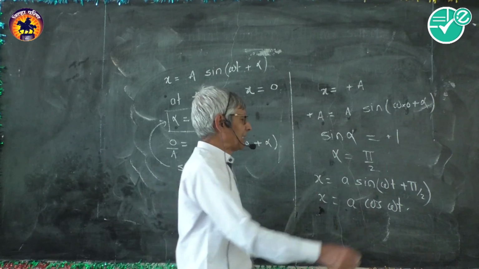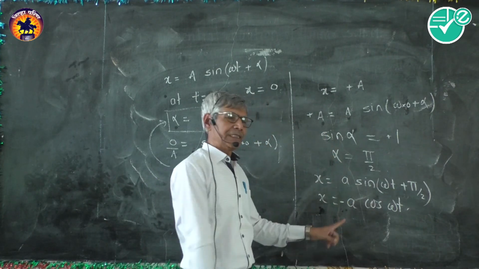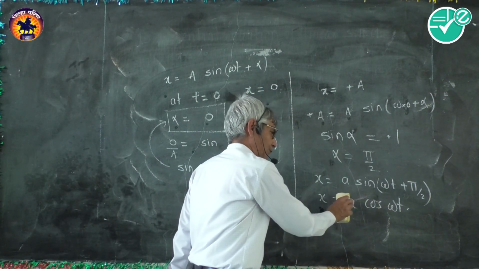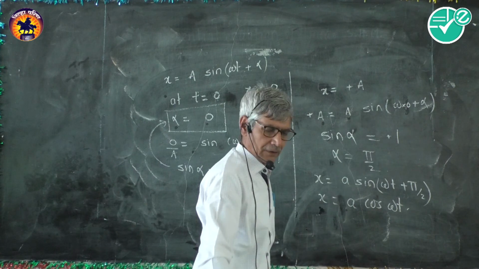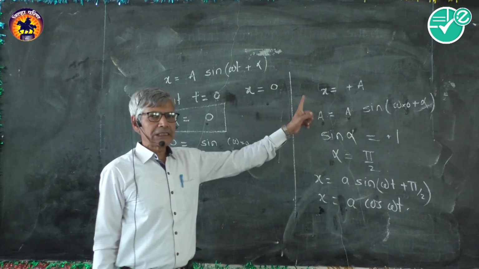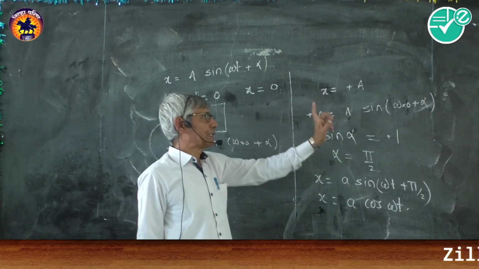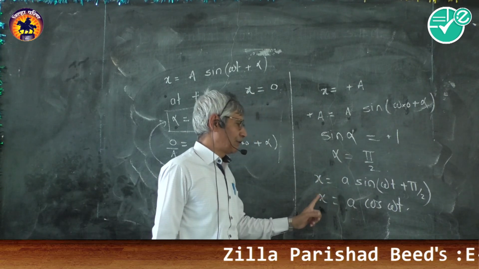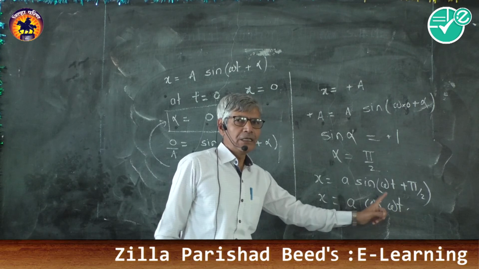If it starts from negative extreme, the equation becomes minus A. So it should be remembered as a point, an MCQ point. So whenever the particle starts its motion from the positive extreme position, the value of the initial phase alpha will be pi by 2 and the equation will be represented as x is equal to A cos omega t.